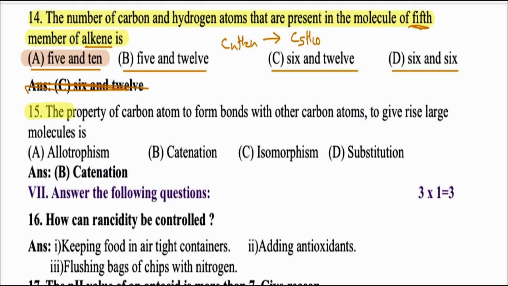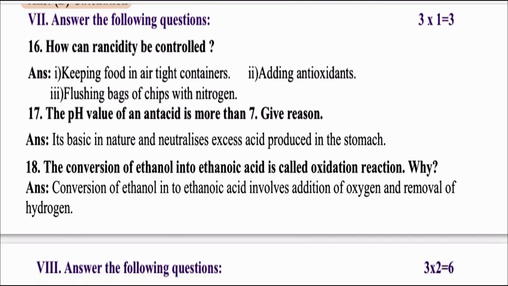15th question. The property of carbon atom to form bonds with the other carbon atoms to give rise to large molecules is option A allotropism, option B catenation, option C isomorphism, option D substitution. And the correct answer is option B catenation. Let's go to 7th main.